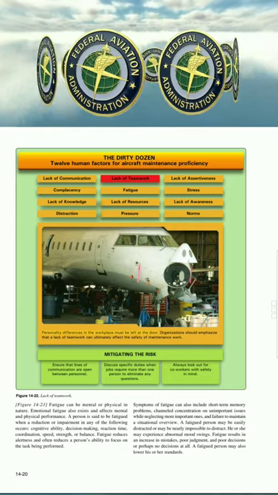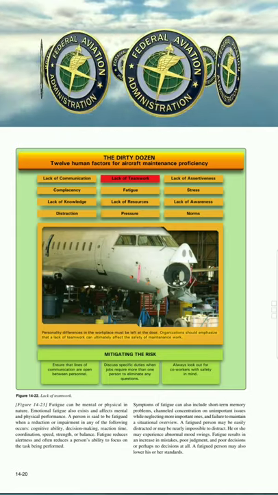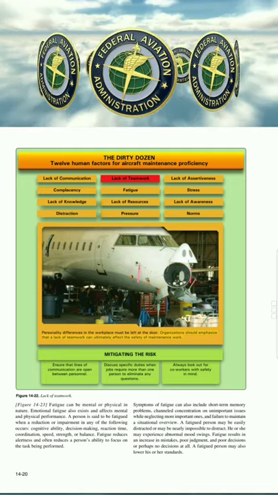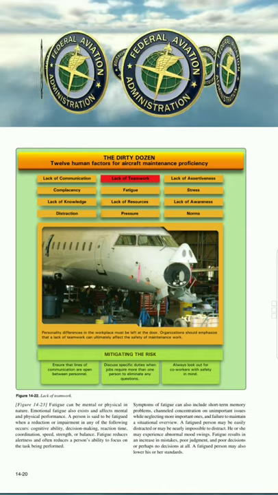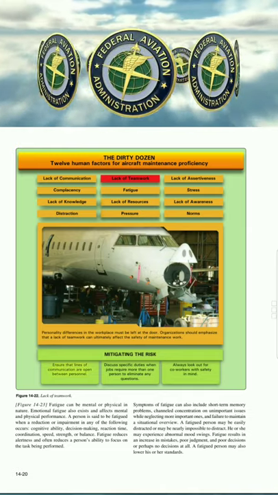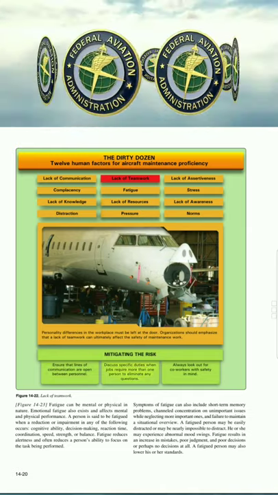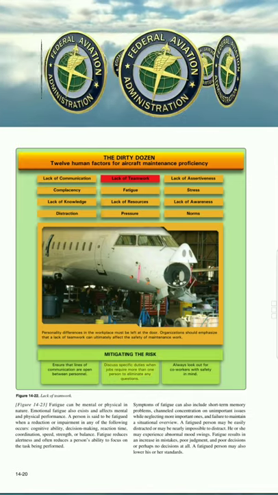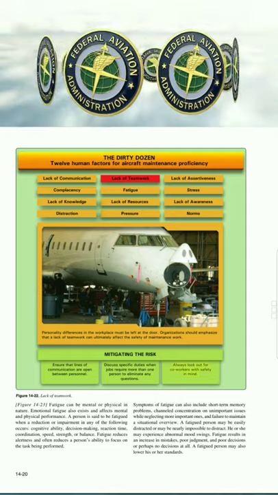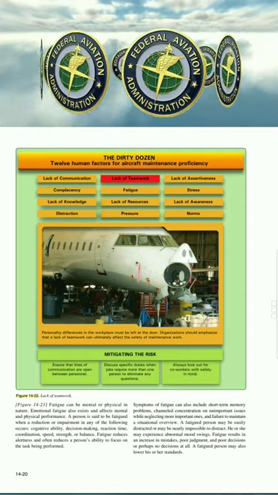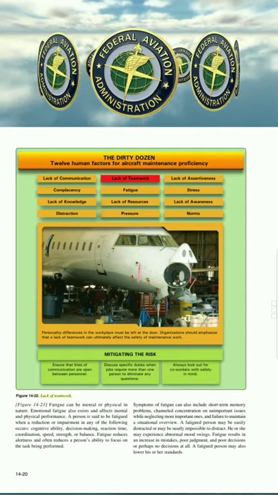Personality differences in the workplace must be left at the door. Organizations should emphasize that a lack of teamwork can ultimately affect the safety of maintenance work. Mitigating the risk. Ensure that lines of communication are open between personnel. Discuss specific duties when jobs require more than one person, to eliminate any questions. Always look out for co-workers with safety in mind. Figure 14-22. Lack of teamwork.